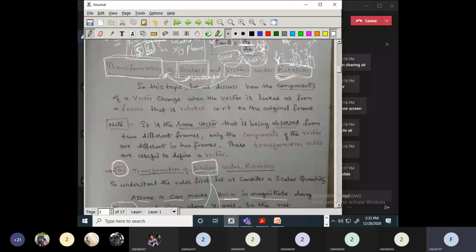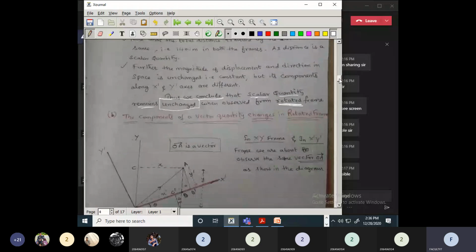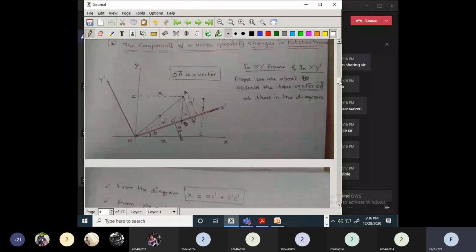Now what is the second part? We are going to see about the vector. Now what is the vector here? You refer back to the diagram here, the same diagram with certain additional geometry. You need to add certain things.